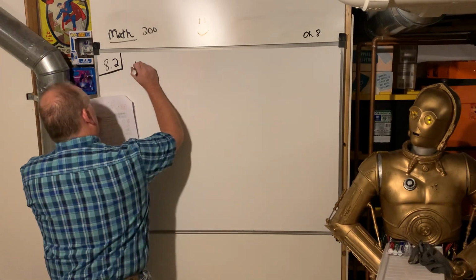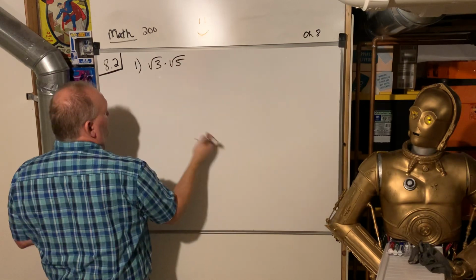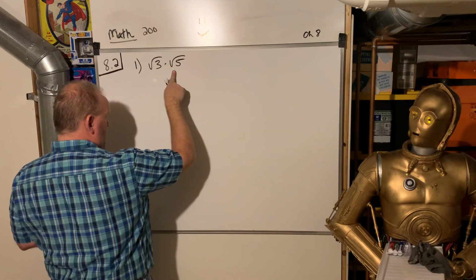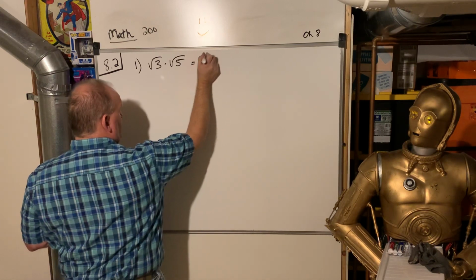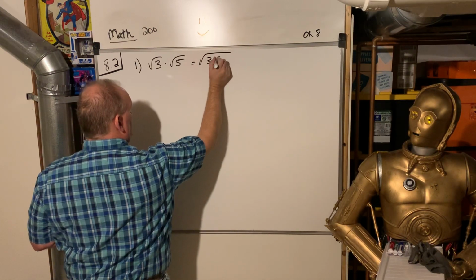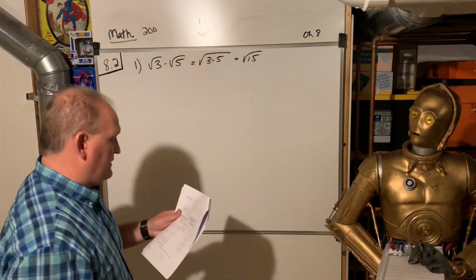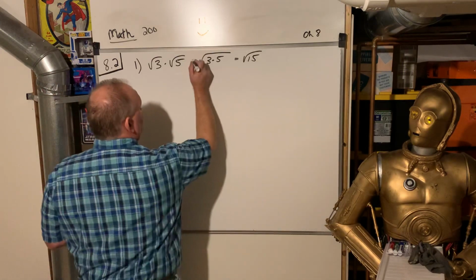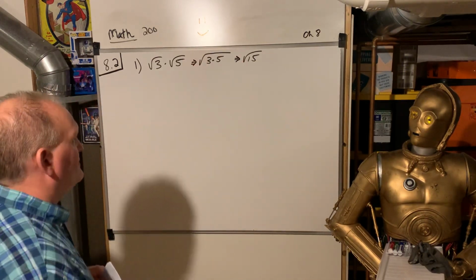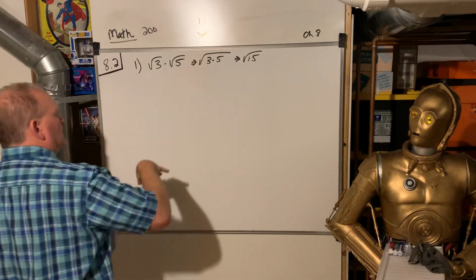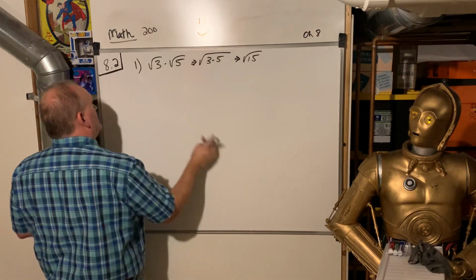8.2. And so we're looking at the square root of 3 times the square root of 5. When you have square root times square root, you can actually multiply the numbers. You can write it all under the same root, and that is the square root of 15. Okay, and I guess these aren't equations, these are just expressions that we're simplifying. So instead of going downward, you could just say the square root of 15 also, instead of going this way.